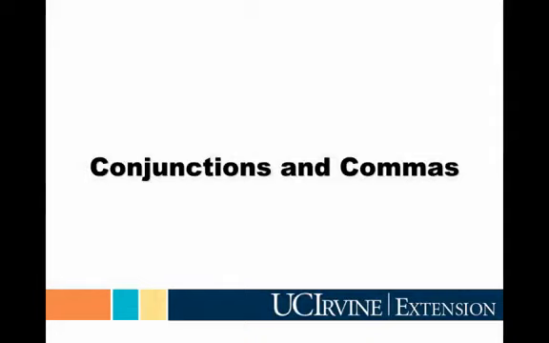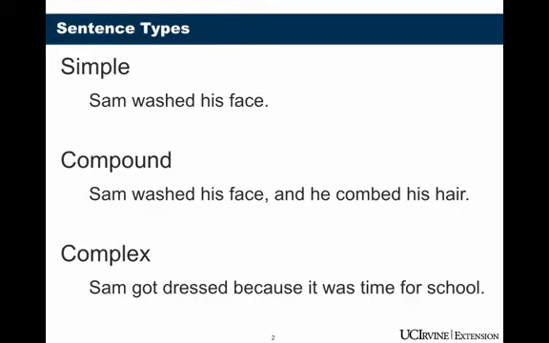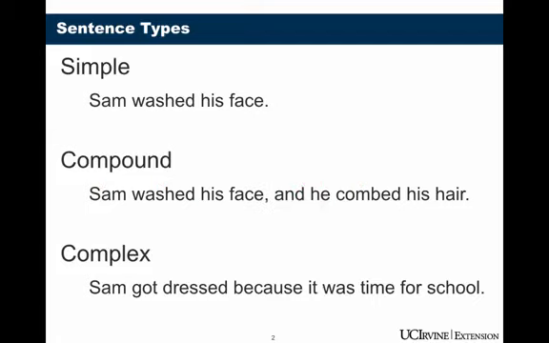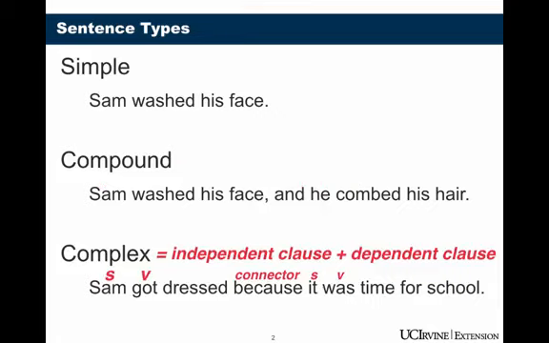This lesson is on conjunctions and how to punctuate sentences that have conjunctions in them. First, you need to remember 3 types of sentences in English. A simple sentence just has one subject and verb, and is called an independent clause. A compound sentence is made up of 2 simple sentences, or 2 independent clauses. Those 2 independent clauses are joined together, and one way to join them is with a conjunction, like and a comma. A complex sentence has one independent clause and one or more dependent clauses.